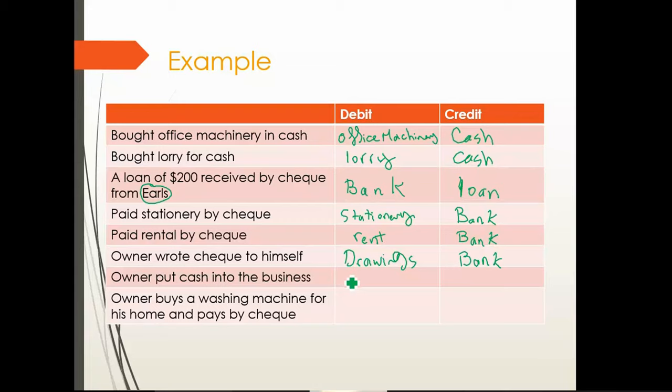So what is the debit side and the credit side for this transaction? Owner put cash into the business. Here, as a business, we receive cash or we pay cash. What is the credit side? Owner. When the owner invests money in the company, what do we call that account? We call it capital.